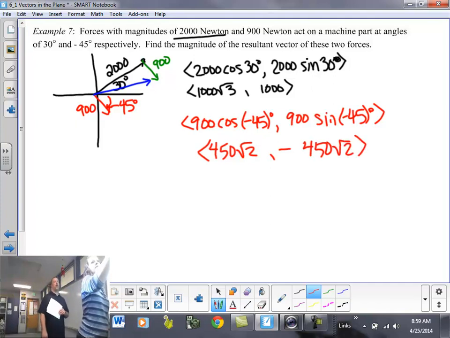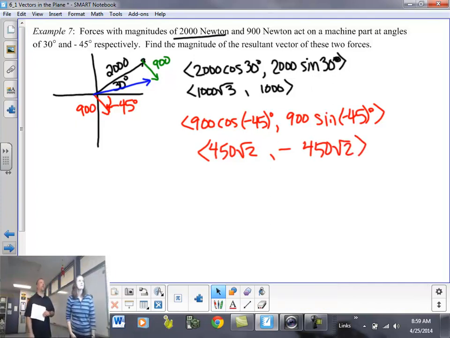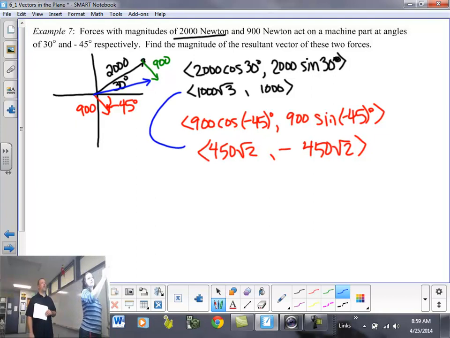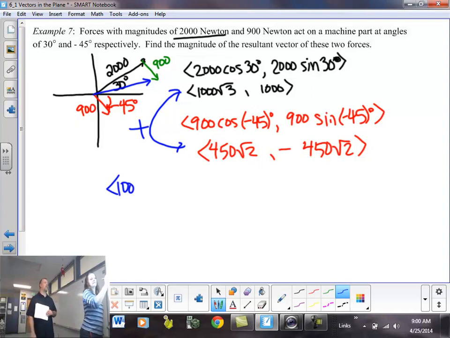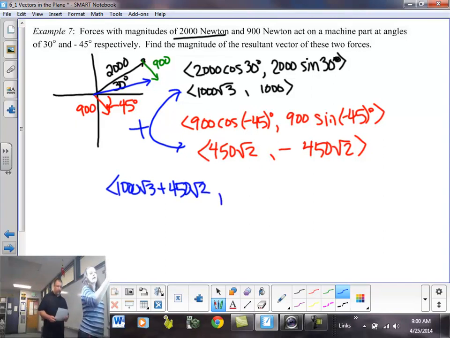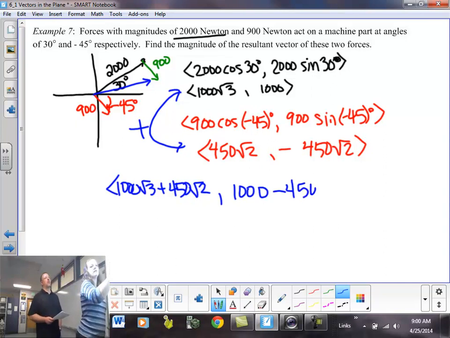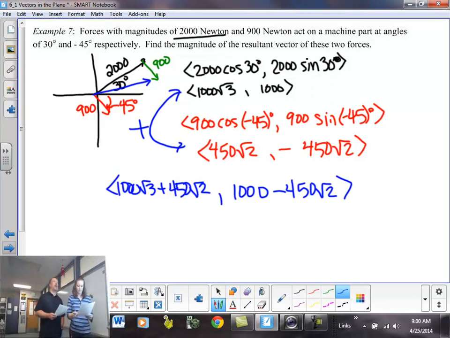So how do we find the resultant vector of these two forces? The blue one is just the black one and the red one added together, right? That's all we gotta do, just adding those two things together. So we add those together. So we're going to have 1,000 square root 3 plus 450 root 2, and 1,000 minus 450 root 2. All right, you could get a decimal approximation for that, but it actually asks us to find the magnitude of this vector.